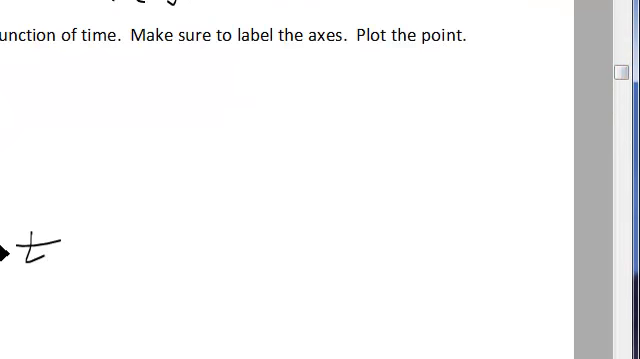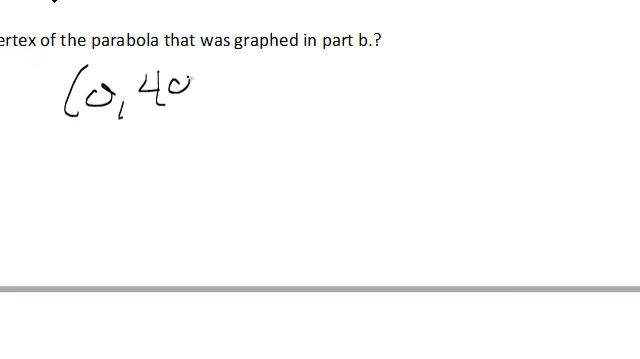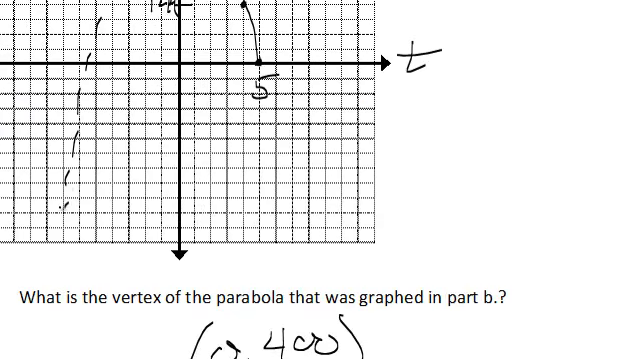What is the vertex of the parabola that was graphed in part B? It's right here. That's the maximum height. It's the point 0, 400. Because this graph, even though we didn't write it, the rest of the parabola would be over here. So the graph kind of does this kind of thing. But the only quadrant we care about is this one here where t is positive.